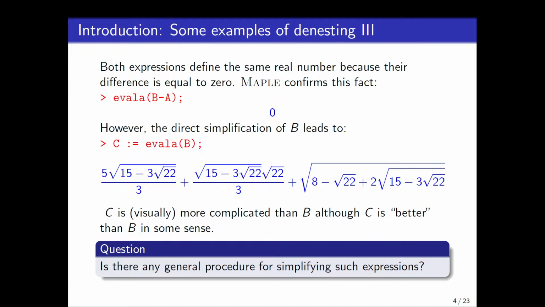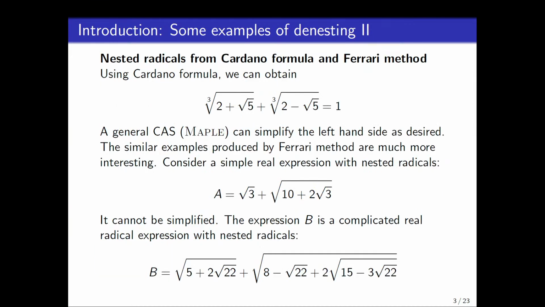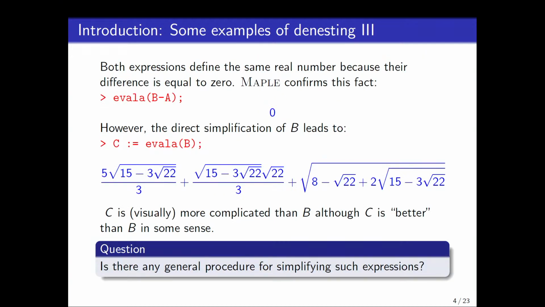It's 0. But nevertheless, if you start with B and try to arrive at A, then Maple fails to do this. However, Maple gives you some other form of B, which is visually more complicated, but in some sense it's better than the initial form.